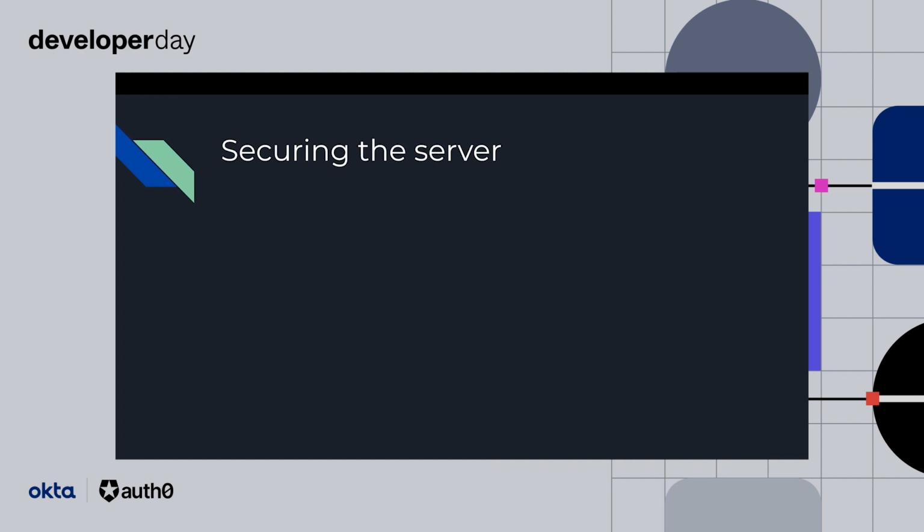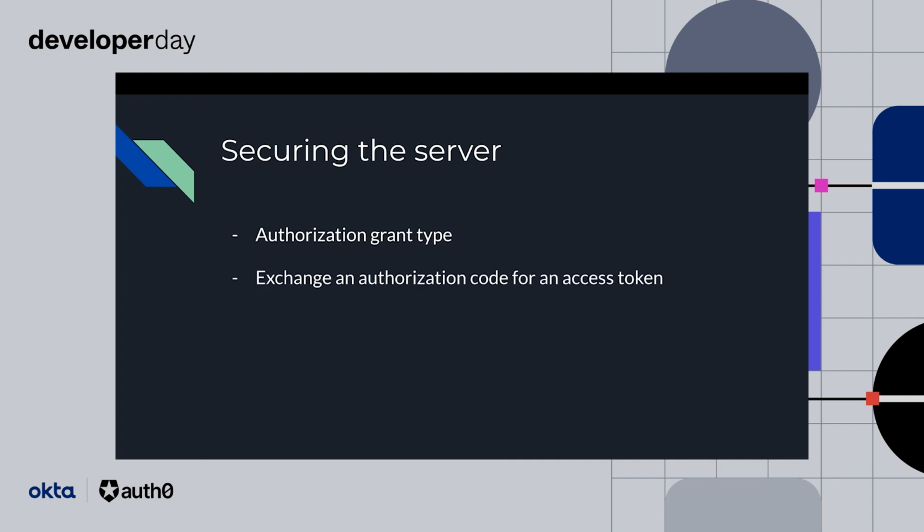So the next thing we can look at is actually securing the server. A lot of times when users interact with an app, they are making API requests. And that's where the authorization grant type comes in. So this is usually the flow that happens when we're making requests to an API. We have an authorization code that's generated when the user logs in, and we exchange that on the server for an access token, which lets us get data and make requests to whatever APIs we need to.